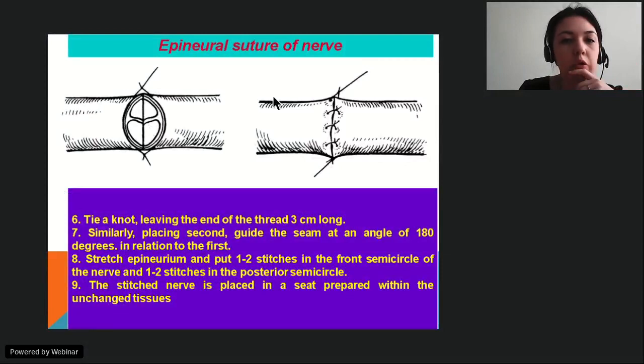Then we tie a knot, leaving the end of the thread 3 centimeters long. Why 3 centimeters? Because it is monofilament suture, monofilament thread. It can slip out.